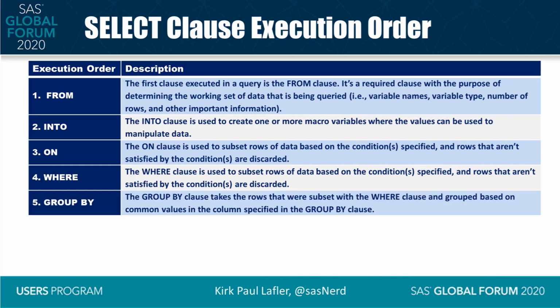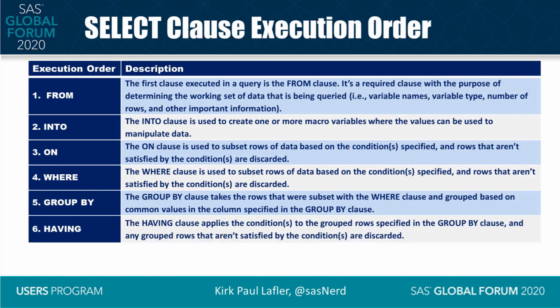If specified, the group by clause is then executed. The group by clause takes the rows that were subset with the where clause and groups them based upon some common values in the column specified in the group by clause. If specified, the having clause is then executed. The having clause applies the conditions to the grouped rows specified in the group by clause, and any grouped rows that aren't satisfied by the condition are discarded.